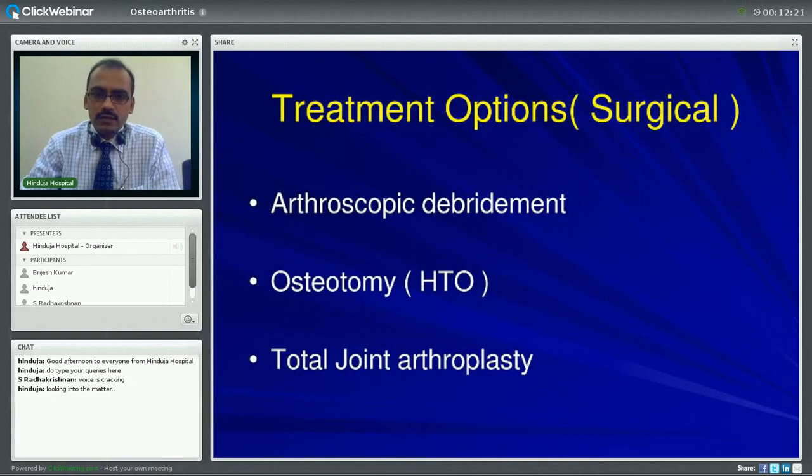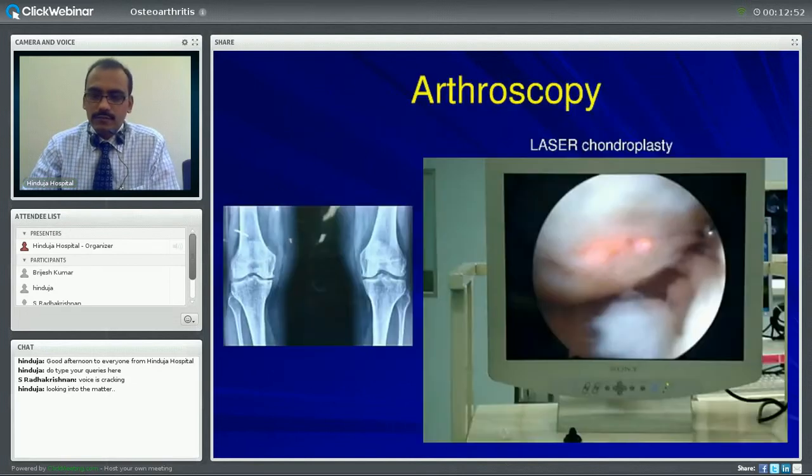We can offer them an arthroscopic procedure in which we do a debridement, which helps patients get relief from pain, as well as a technique called osteotomy, where the axis of weight bearing of the knee joint can be changed, which will postpone the requirement of joint replacement surgery, especially in young patients with mild to moderate arthritis.